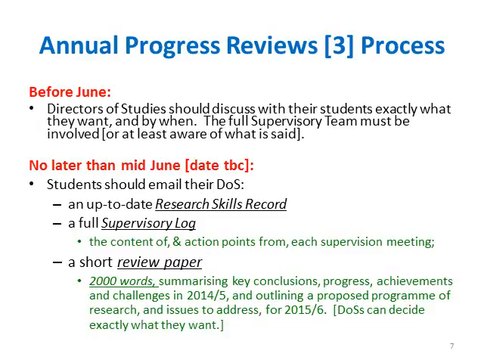First of all, it summarises key conclusions, progress made, achievements made, and challenges overcome in 2014-15, the current year, but also outlines a proposed programme of research and issues which need to be addressed in the coming academic year. Now, Directors of Studies can decide exactly what they want the students to do at this point, which is why it's important before June for the Directors of Studies to let students know exactly what is expected of them.